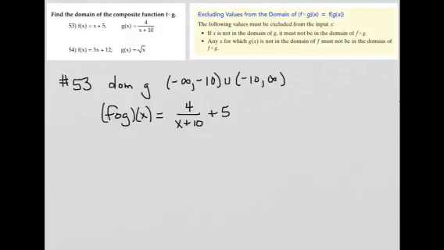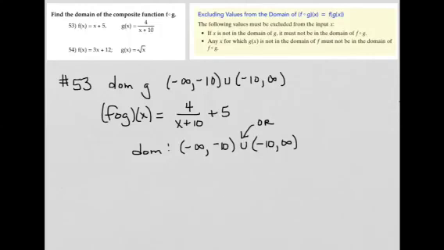Now the domain of this function is the same as the domain of g. That happens quite often. So its domain is the same as the domain of g. And that's negative infinity to negative 10 union negative 10 to infinity. And in the answer key they have an or there instead of union. It really should be a union sign. I don't know why they used an or there.